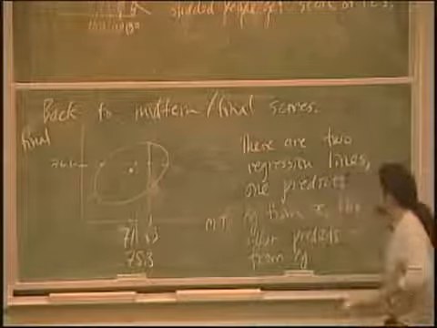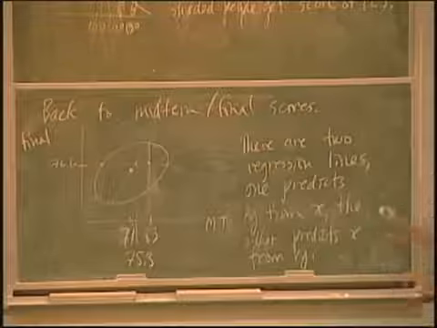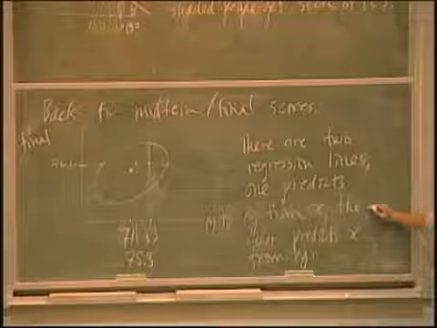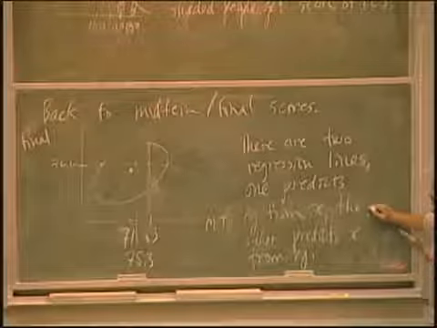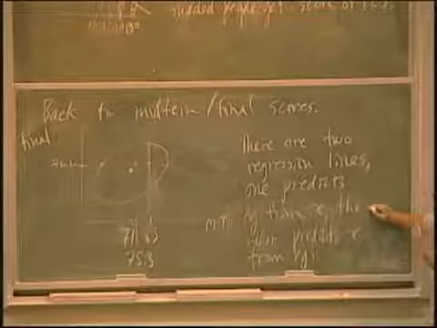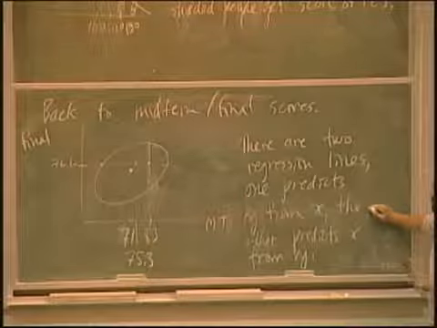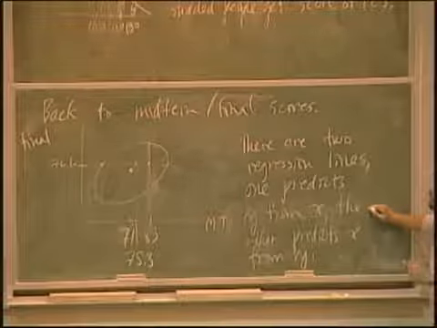All right, so in the context of this problem, we have the one line that we started with that predicts final score from midterm score. And there is in there another line that predicts the midterm scores from the final scores. And it's not the same line. Okay.